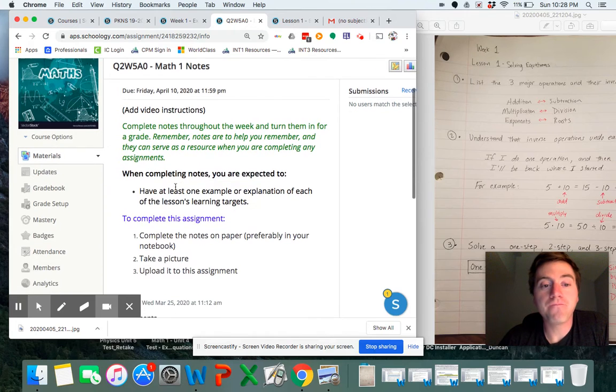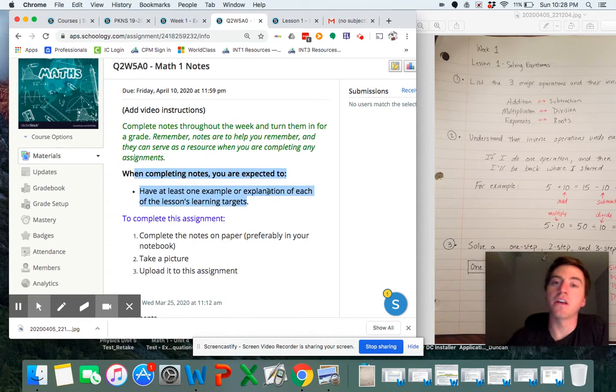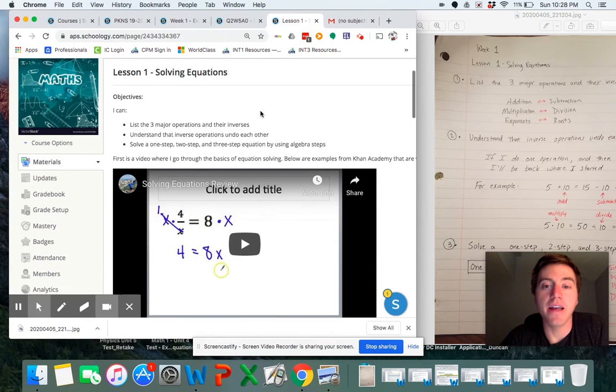So as it says right here, when we're completing the notes, you're expected to have at least one example or explanation for each of the lesson's learning targets. What does that mean? Let's go into the first lesson and look. Okay, well, I've got objectives, same as learning targets. That's what it means. I can do these 3 things. This is what you're expected to know by the end of the lesson. So these are the things you're going to take notes on.